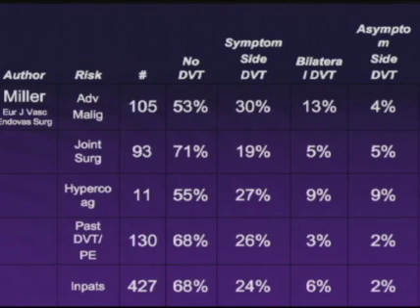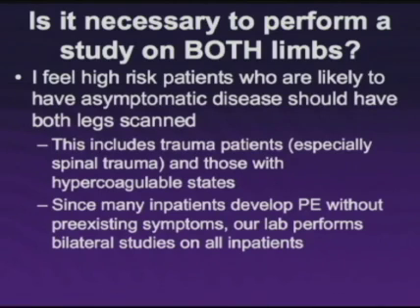That is 4% in the group with malignancy, 5% in the group with joint surgery, and 9% in the patients with hypercoagulable states. And so there are subgroups of patients who deserve bilateral studies even when one leg is symptomatic. In patients with cancer, joint surgery, and hypercoagulable states, we do bilateral studies even in patients who have symptoms on one side. We also study our trauma patients with both legs because we feel that this is a particularly high-risk group.